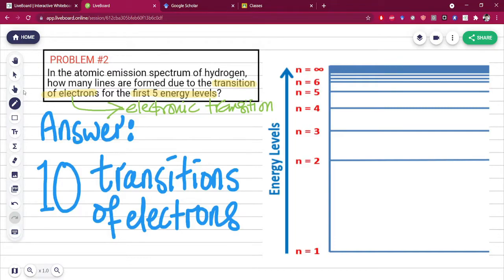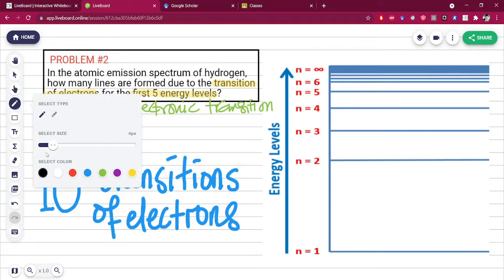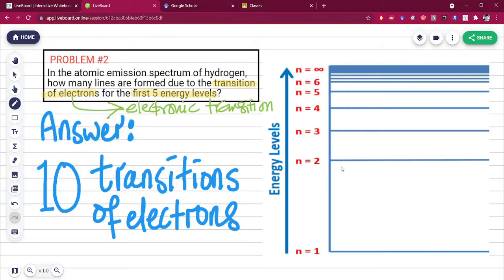And the answer is going to be 10 transitions of electrons. So we need to consider the first 5 energy levels: 1, 2, 3, 4, and 5. Okay, so we can have transitions. We can take from the lowest one first, from n=2 to n=1.